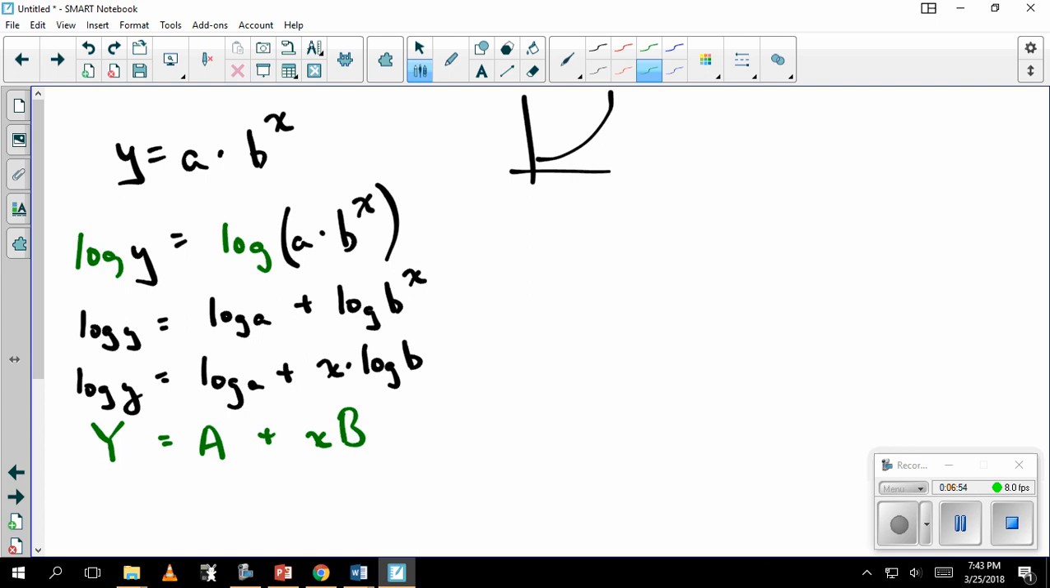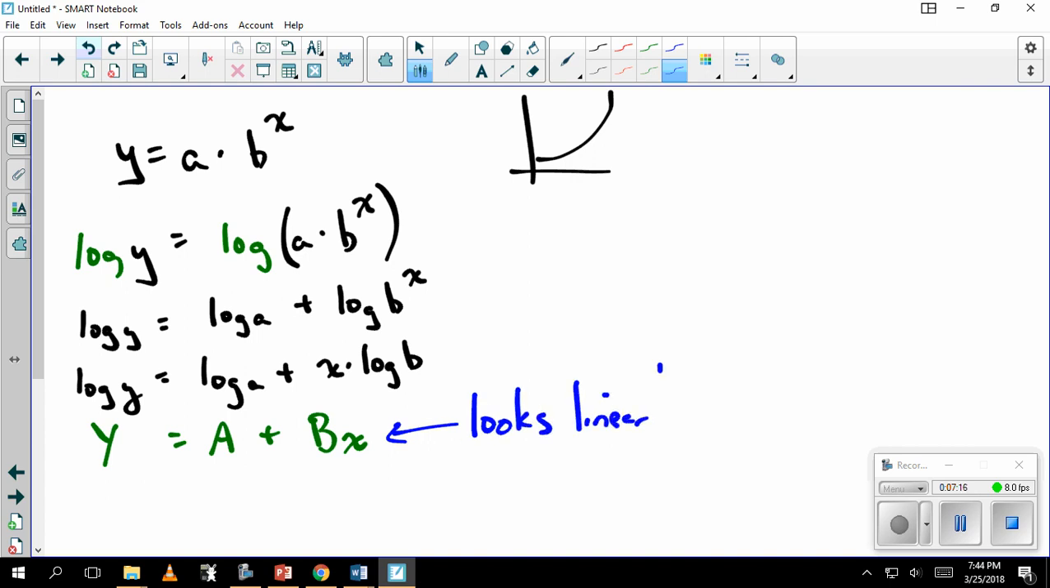Now that bothers some of us because b is a constant and x is a variable. So if you don't like that, which I get, you could go ahead and flip the order of that and make it y equals a plus bx. Either way, now what I have, again, is something that looks linear. But if I did linear regression, I would do it on x and the log of y, because I have a little x and a capital Y.